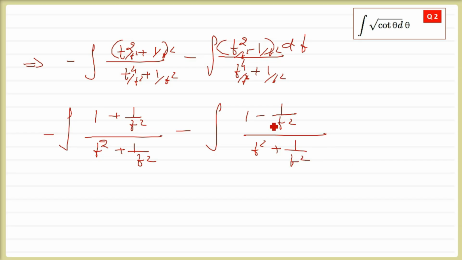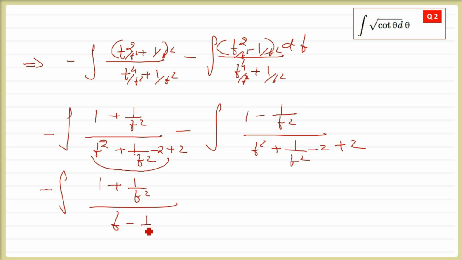Okay, dt is already there. I'm not writing it. In the denominator, negative 2 plus 2. Here also negative 2 plus 2. In order to get 1 plus 1 by t square, you need to have t minus 1 by t in the denominator. So that's why we are writing this t square plus 1 by t square minus 2 as t minus 1 by t whole square. This will be t minus 1 by t whole square. Along with this, we have a plus 2 also. So we can write root 2 whole square in order to make it a perfect square.